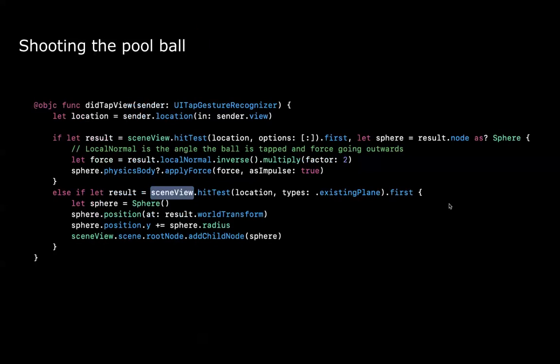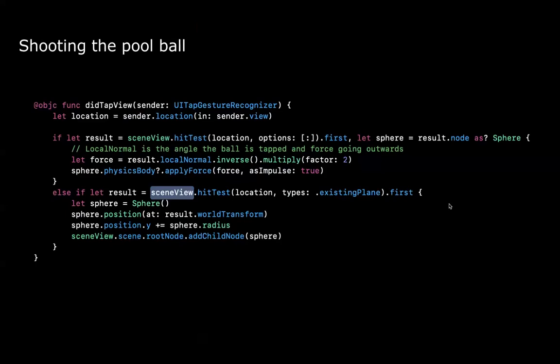shoot a bullet? Well, we have some detection work to do, like, if I tap the floor, I want to place a pool ball there, which is the code at the bottom. But if we want to tap on a pool ball and actually give it some speed, then we can, again, use the framework's knowledge about these nodes to do that for us. We don't have to do any of the difficult calculations. We can simply say, and this is on the third line of the code, scene view dot hit test on a specific location.